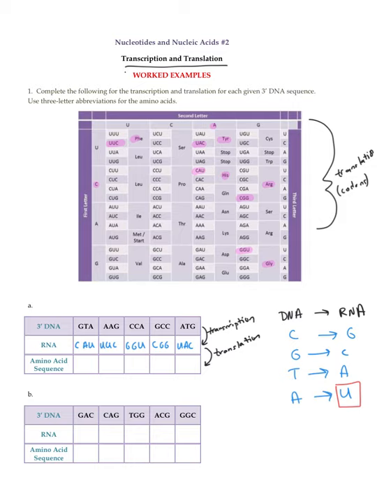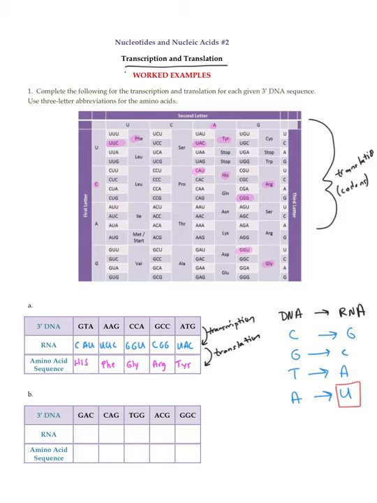And so again, just use your three-letter sequences here. CAU becomes histidine, UUC is phenylalanine, GGU is glycine, CGG is arginine, and UAC, as we said, was tyrosine.